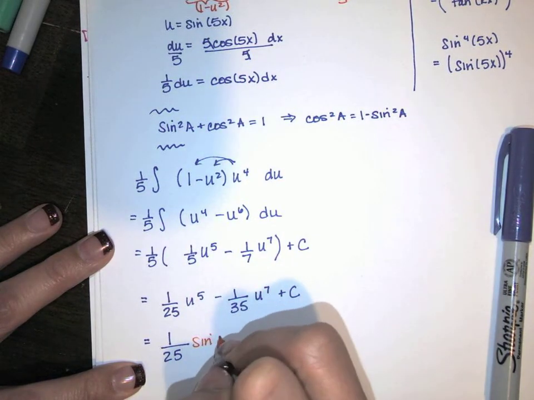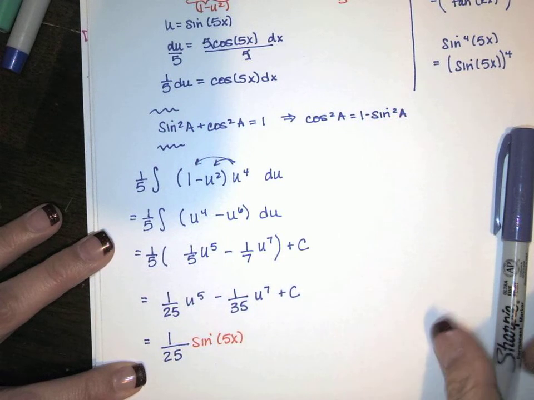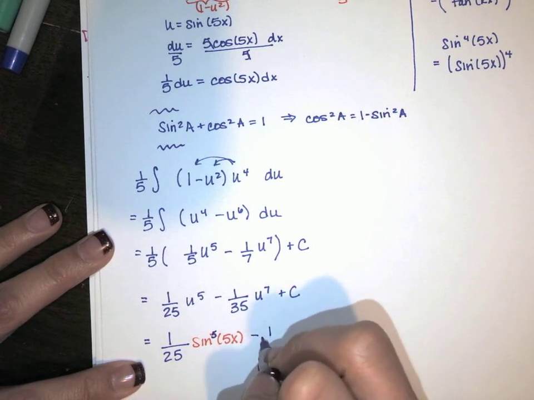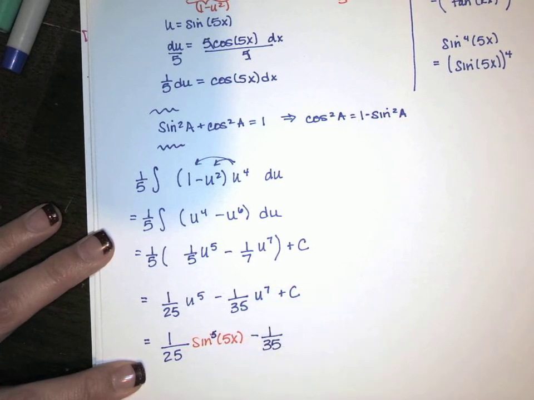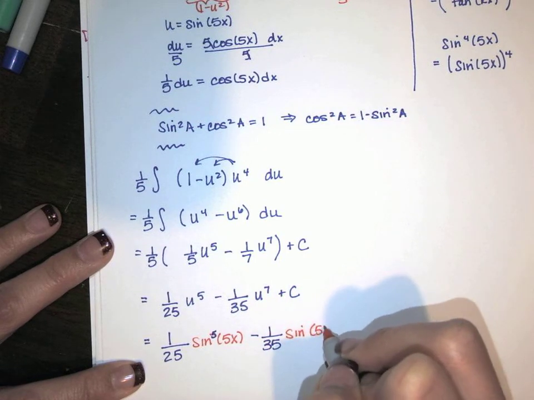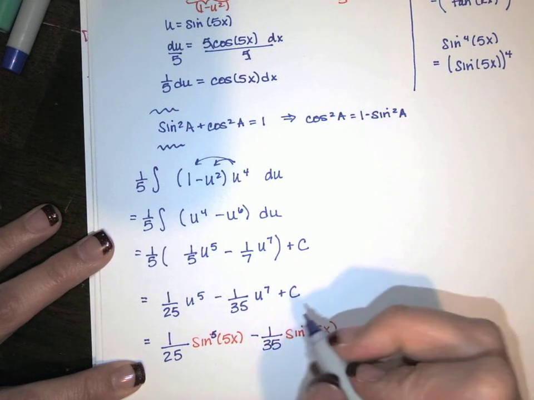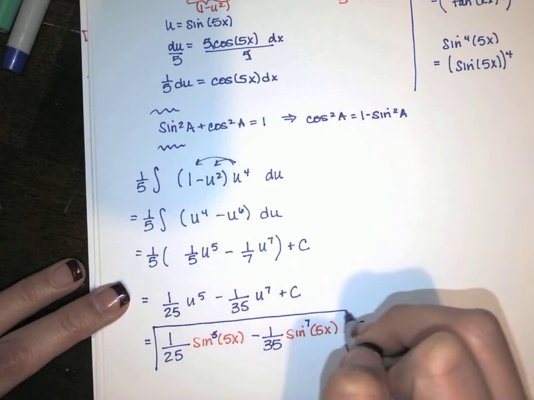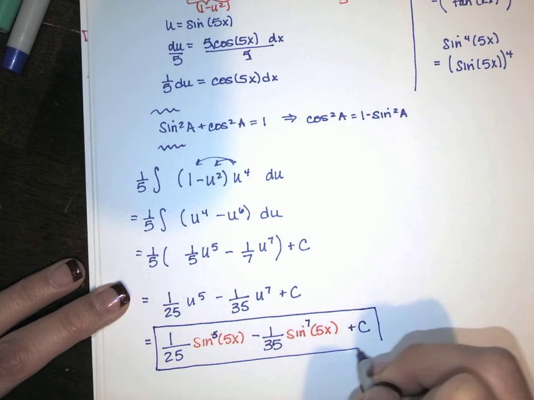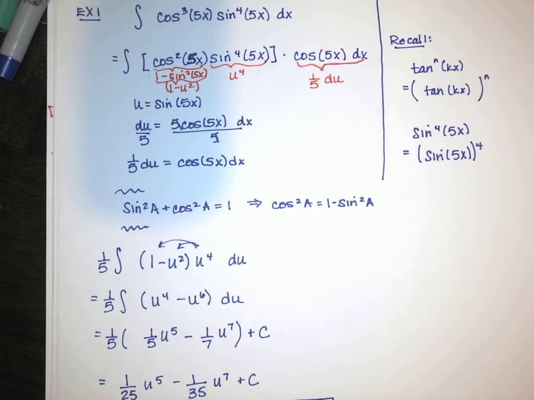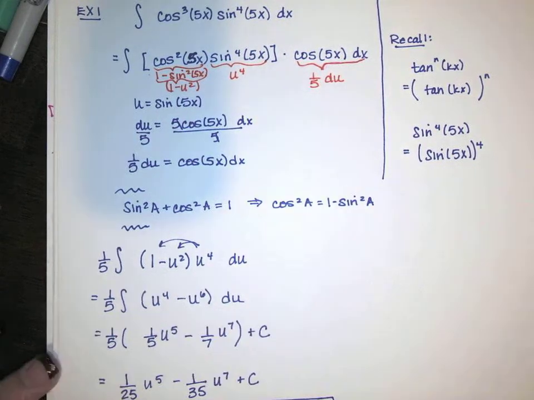So this is sine of 5x raised to the 5th. So I'll put that 5th power right there. Got some University of Florida colors on here. And that's sine of 5x all to the 7th power plus c. And we're done. So that's what we do when the power of cosine is odd and positive.